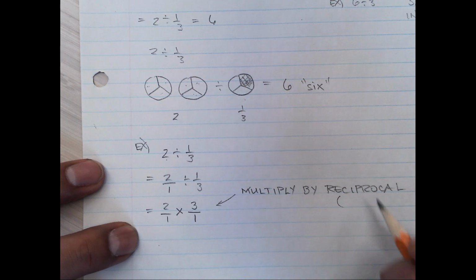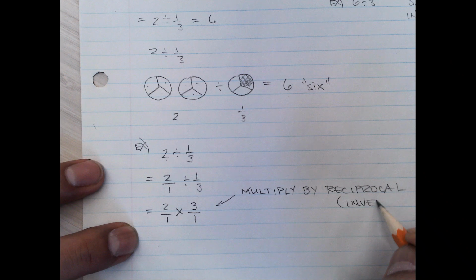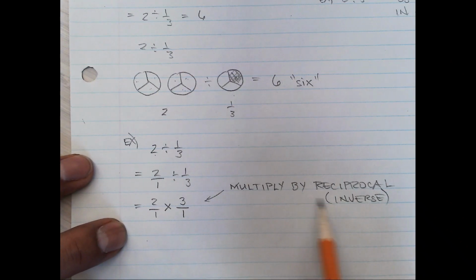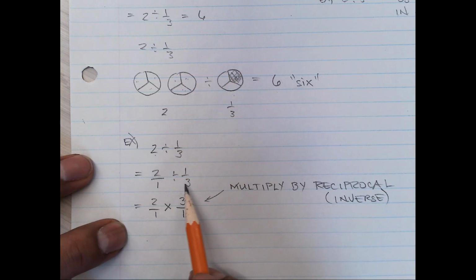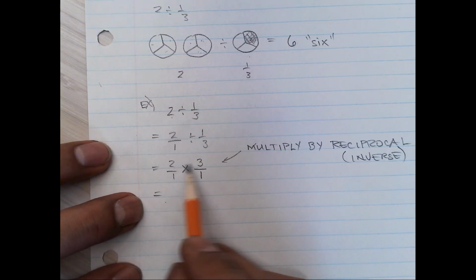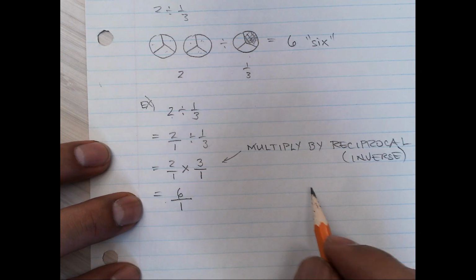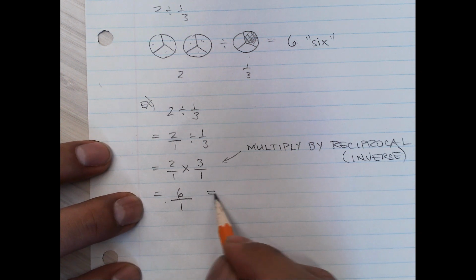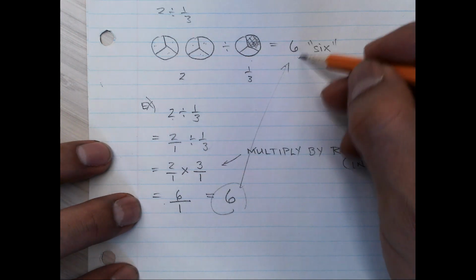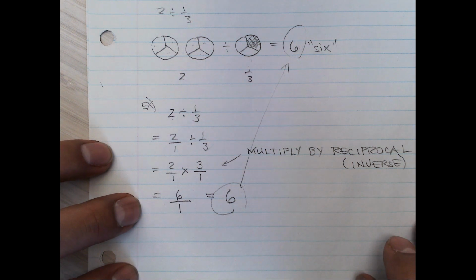AKA, this reciprocal is also known as the inverse. In plain language, it's just called the turnover of this fraction. So really, all you're doing is multiplying by the turnover of this 1/3, which would be 3 over 1. And so from here, now we can just go ahead and multiply the numerators. 2 times 3, which is 6, and then 1 times 1, which is 1. Finish it off. 6 divided by 1 is equal to 6. And so thank God we did get the same answer. So we did it right. We did the model right.